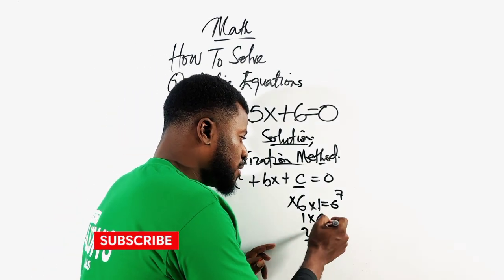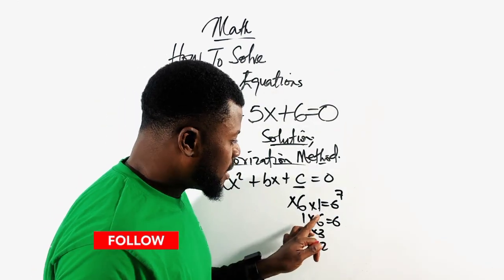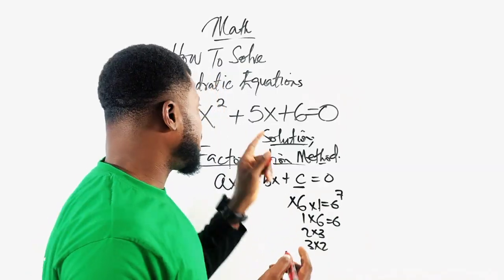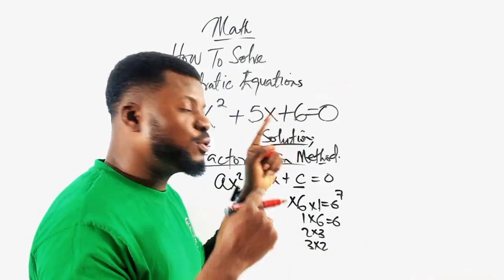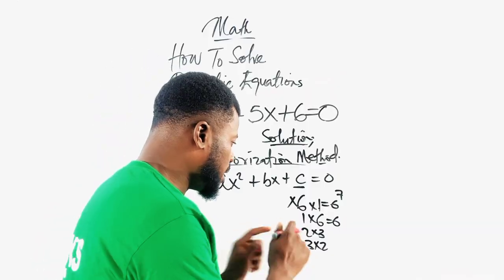1 times 6 will give us 6. But if I add 1 and 6, it will give me 7. It won't be 5. You define the one we say, if you add those same numbers where you multiply, where you get 6, it must give you 5. Make we try this one.